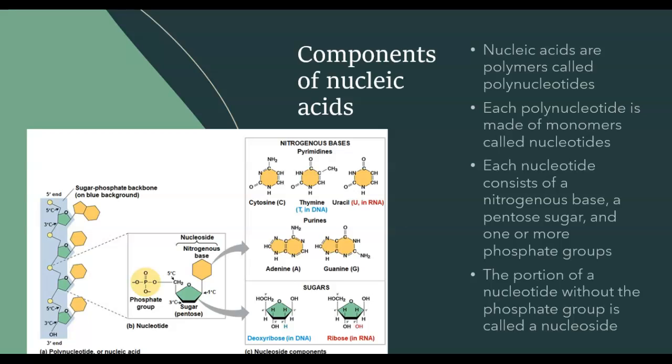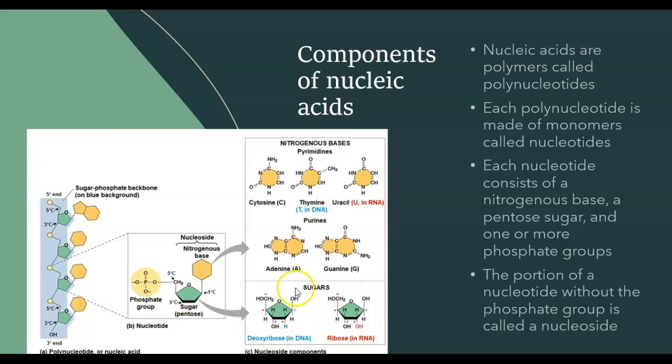A polymer of nucleotides is called a polynucleotide. The nucleotides are composed of three parts: a 5-carbon or pentose sugar, a phosphate group, and one of the nitrogen bases. There are two categories of nitrogen bases, the pyrimidines and the purines. In DNA, we have deoxyribose sugar. In RNA, we have ribose sugar.